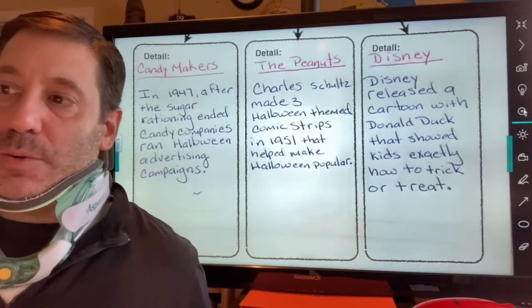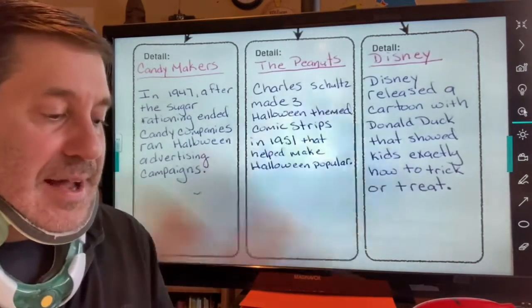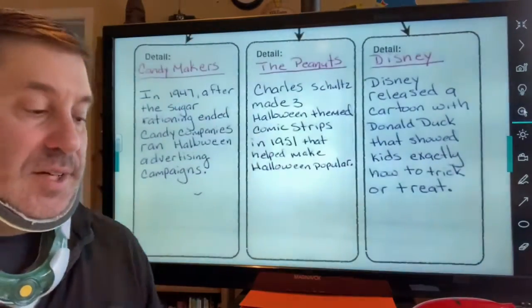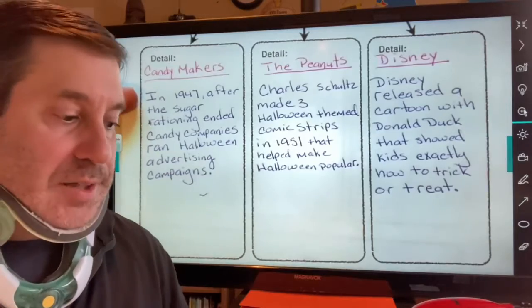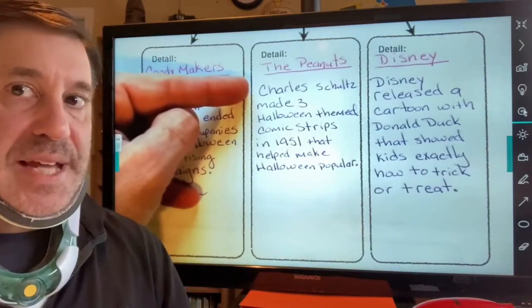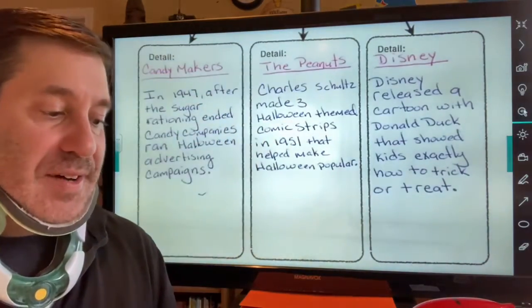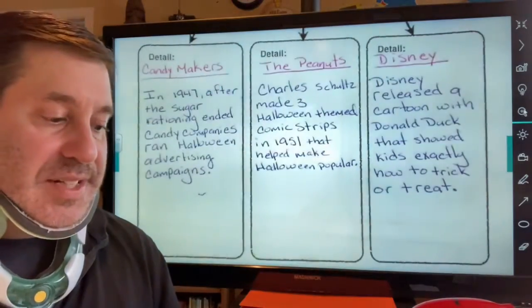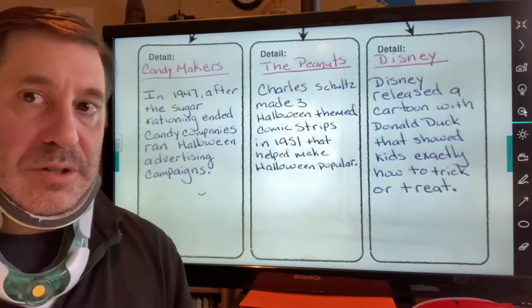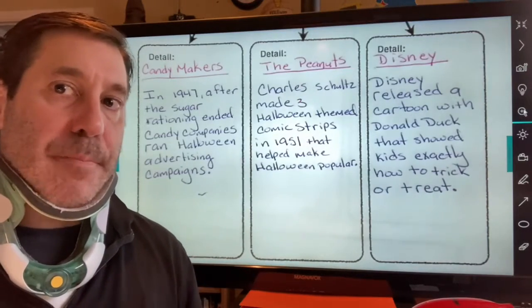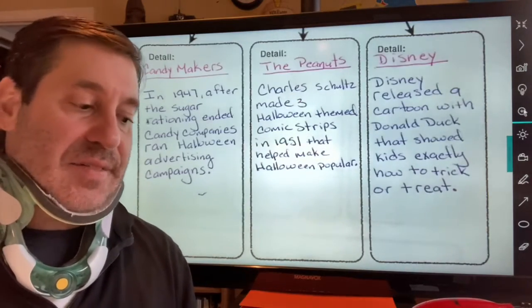So when I'm done with my graphic organizer, I have 3 details. One detail is about the candy makers and what they did to save Halloween. Another is about the Peanuts and what they did to save Halloween. And another is about Disney and what they did to save Halloween. The details that you include have to be the ones about what these things did to save Halloween.